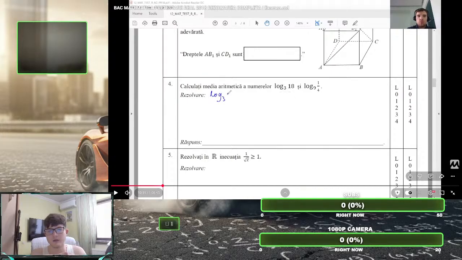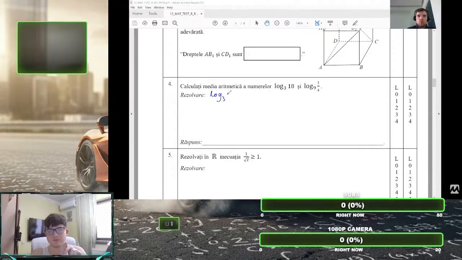Find the median. So basically you have to add these numbers and divide them by 2. Log base 3 of 18. How would you write down 18? Well, 18, you cannot put it as a power. Well, you can think about 9 times 2 and then 3 to the power of 2 times 2, but I don't know exactly how that will work.